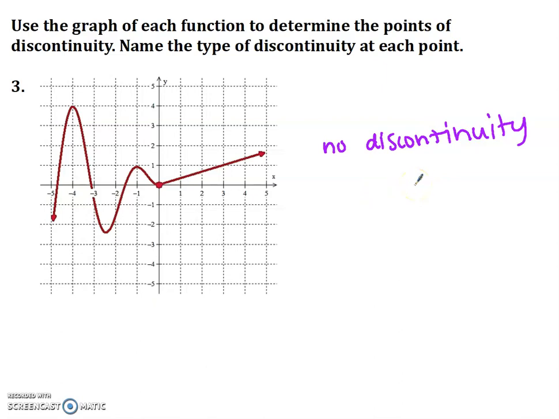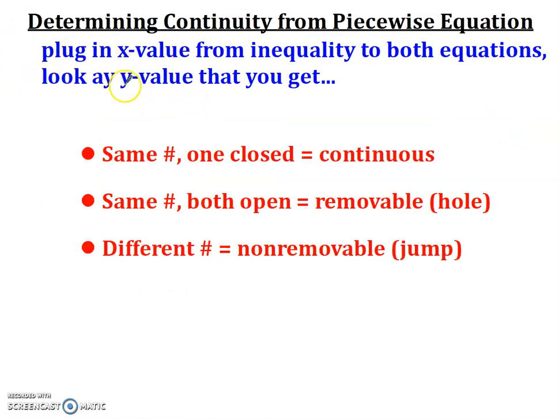Now what we're going to do, instead of looking at graphs, we're just going to look at the equations of some piecewise functions and determine whether they're continuous or discontinuous. But before we do that, let's review this. When you're determining the type of discontinuity from an equation, you're going to look at the x value. If you can plug it in and get the same number, and one of those points is closed, that's going to be a continuous graph, or continuous at that x value.